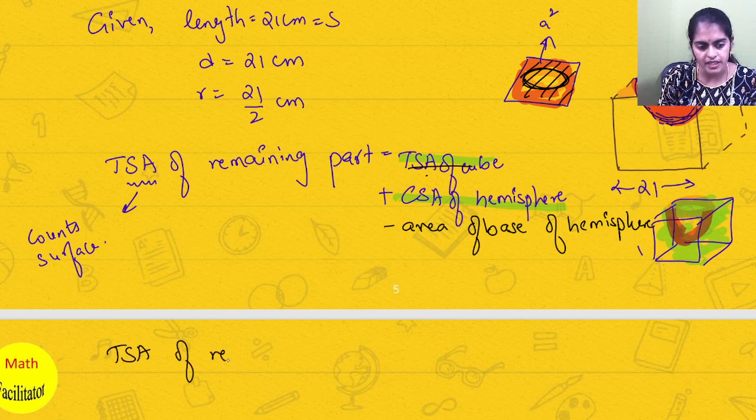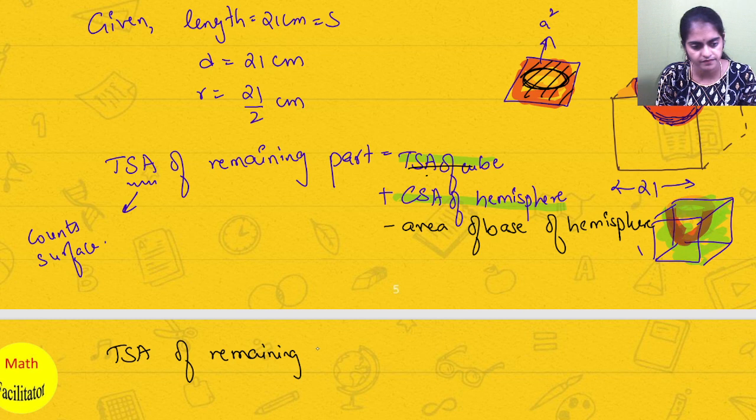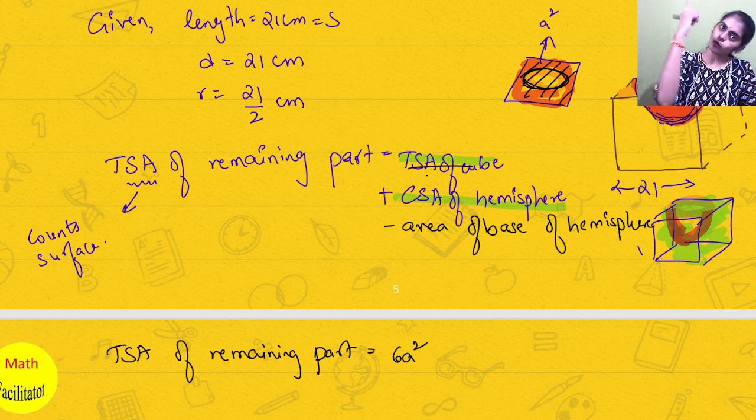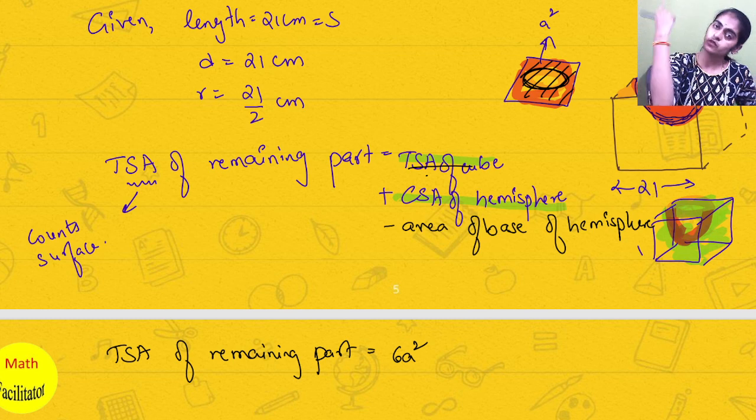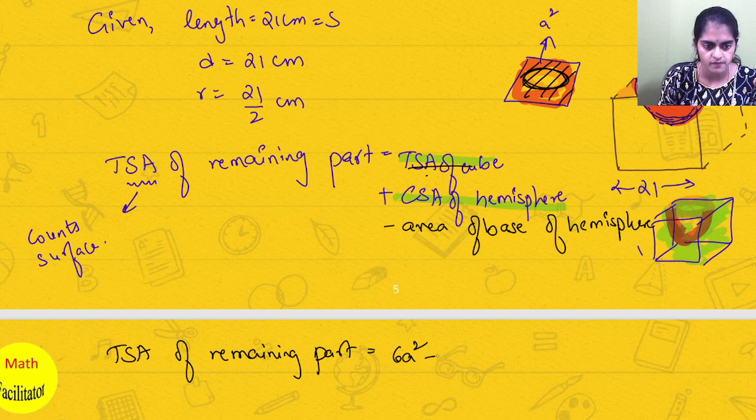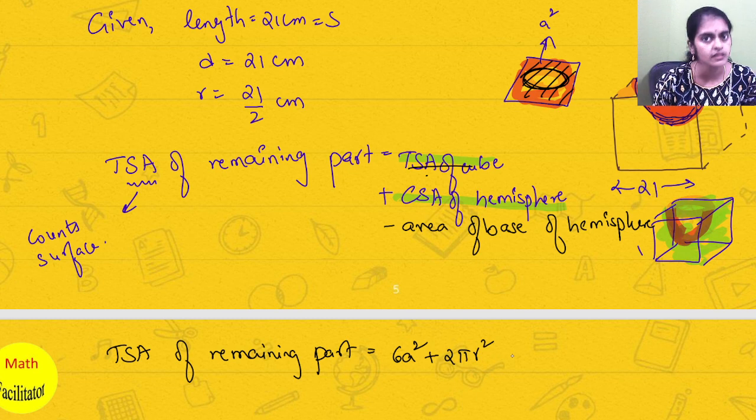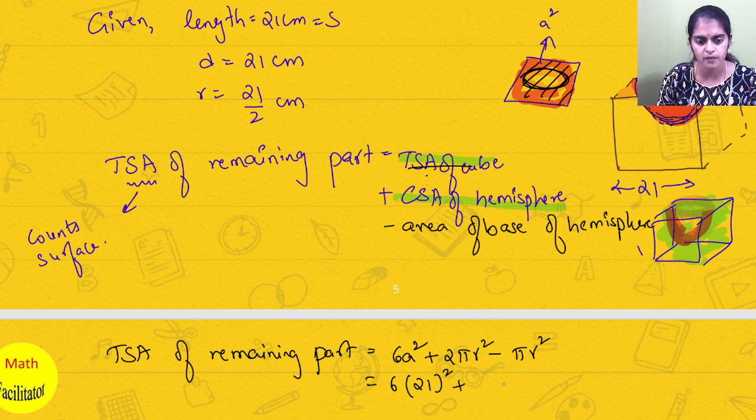So TSA of remaining part, how am I getting? TSA of cube is 6a square. So the square part also I am taking. But for the square part, I have to remove the circular part of the hemisphere. Clear? So let's do this. Plus CSA of hemisphere is 2 pi r square, half of the curved surface area of the sphere, minus area of base is pi r square. Okay, so 6 times side of the cube is 21, so 21 square plus, see here, 2 pi r square minus pi r square is only 1 pi r square.